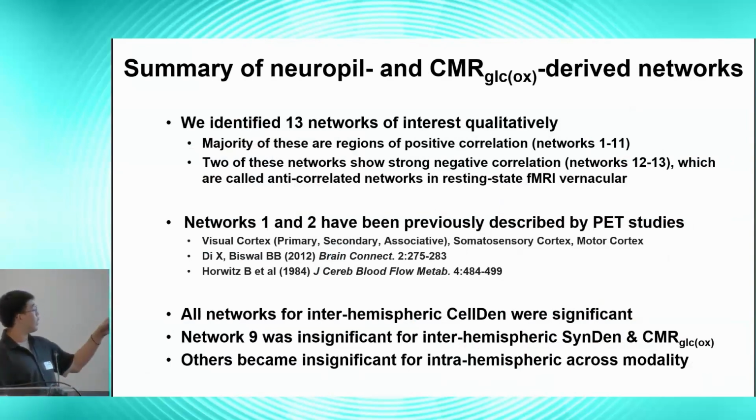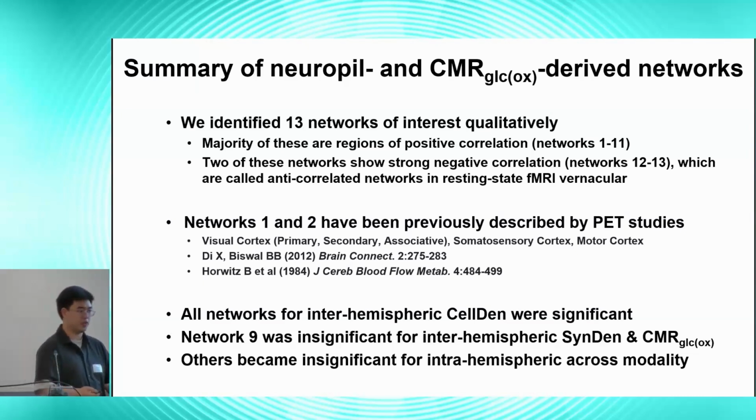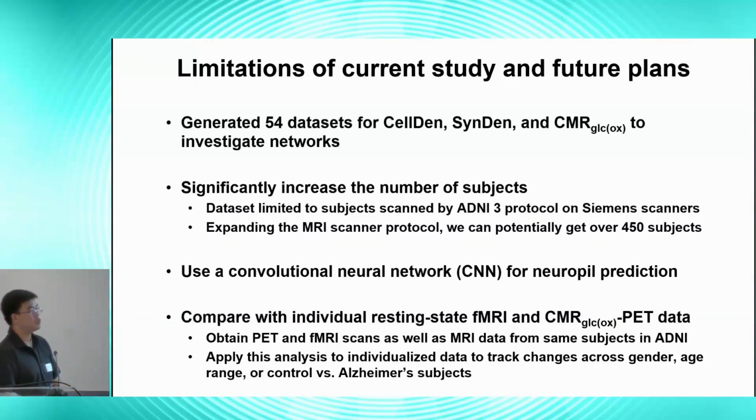Networks 1 and 2 have been described in previous PET studies. So in these studies, they do something very similar to us, using PET data, and we're finding the exact same networks. And these are composed of the visual cortex, the somatosensory cortex, and the motor cortex. So again, all these networks for CELDEN are significant. That's because that was our original template that we looked at. And network 9 drops out for SINDEN and CMR glucose, as well as a few other networks when we look across modalities. So there are a few limitations of this study, of course.